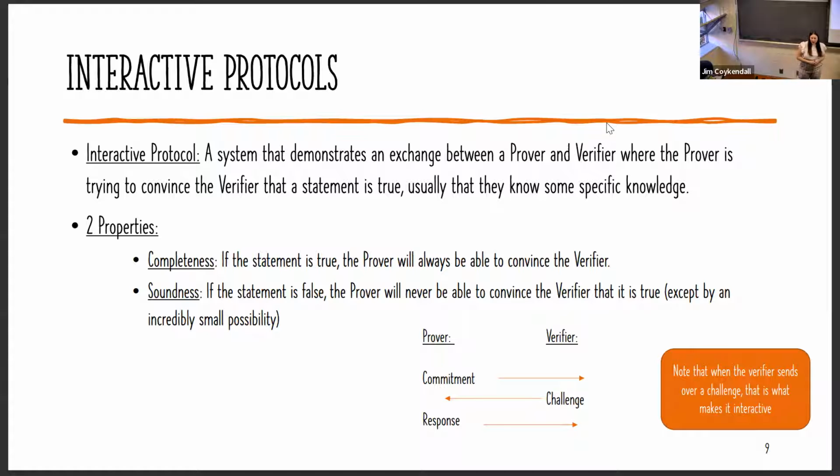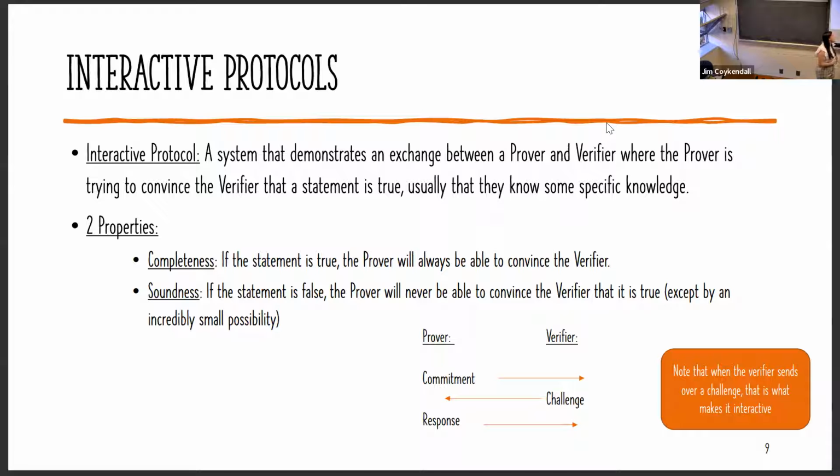There are two main properties of interactive protocols: completeness and soundness. The idea behind completeness is that if the statement is true, the prover will always be able to convince the verifier. Soundness is that if the statement is false, the prover will never be able to convince the verifier except with an incredibly small probability. This probability is very unlikely in practical purposes. It's negligible, but of course it's not 100%. But it's very strong.